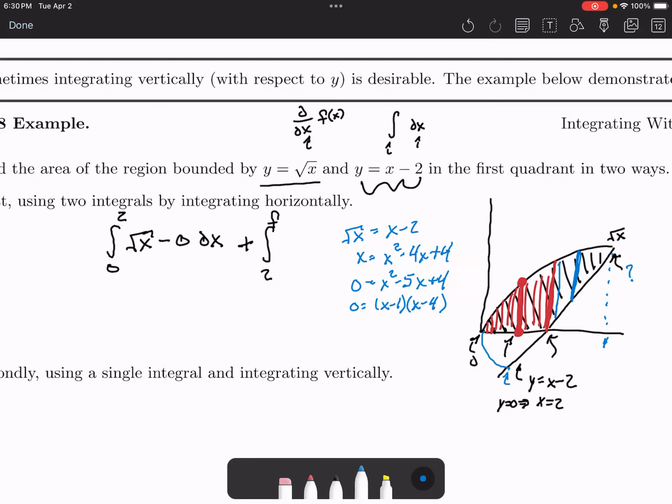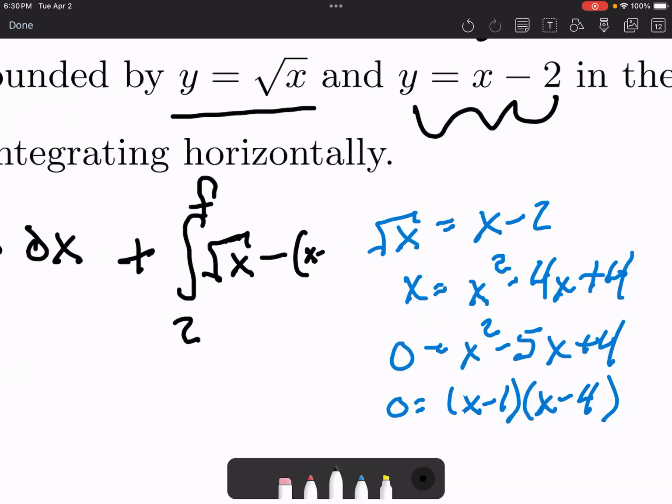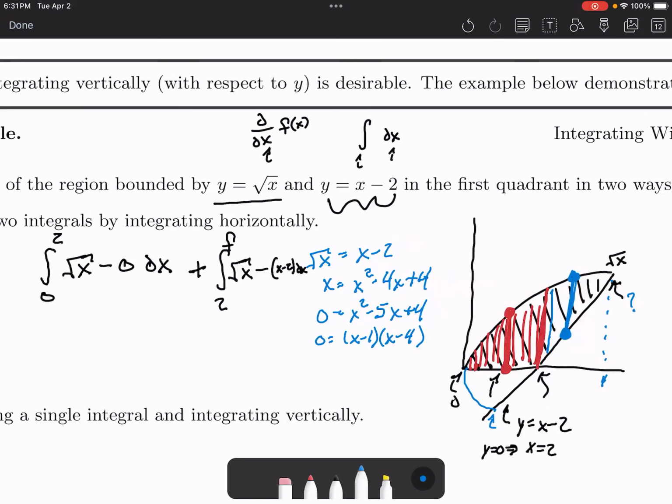Now, the top of the red line is given to me by the square root function. But the bottom, oh, sorry, not the red line, the blue line. And the bottom of the blue line is given to me by the function y is equal to x minus 2. And that dx right there tells me I'm going to take this blue line and travel it from 2 to 4.